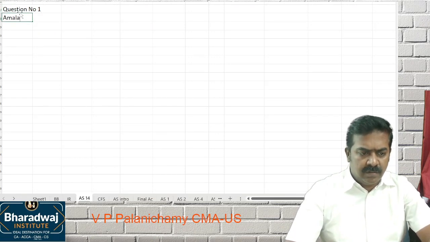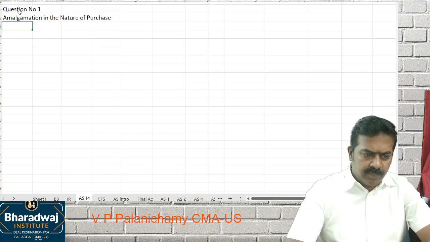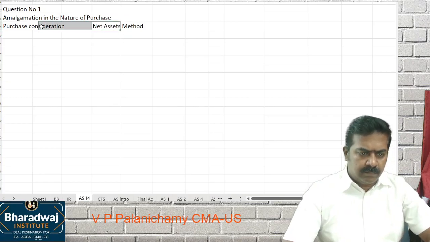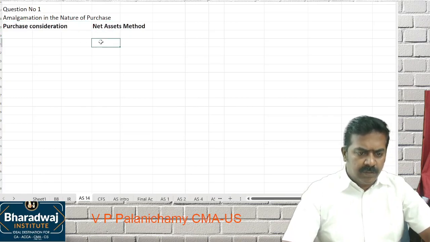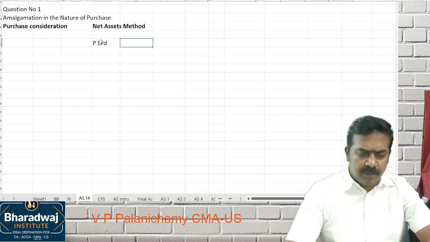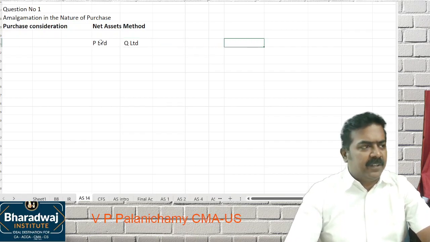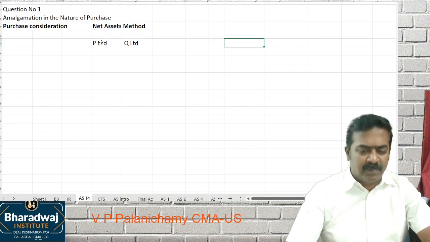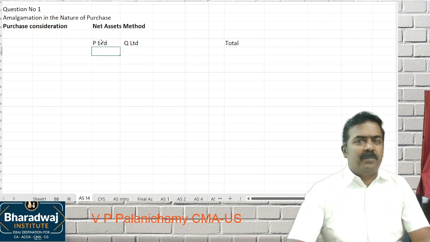Amalgamation in the nature of purchase. Purchase consideration by which method? So let us work out for P Limited and Q Limited. For examination point of view, do not do this. Balance sheet you have to prepare properly. Total will become balance sheet for which company?